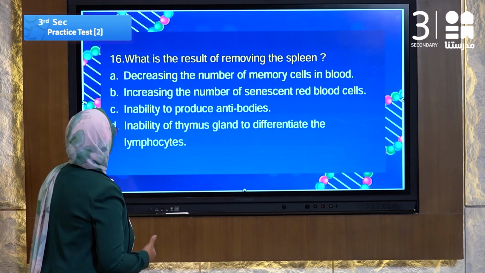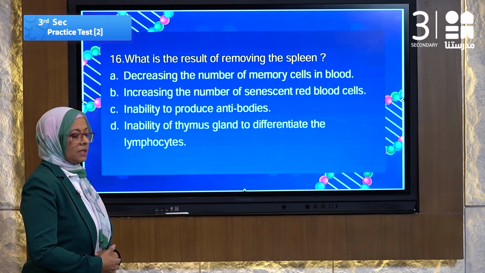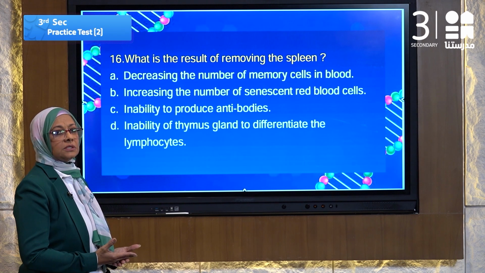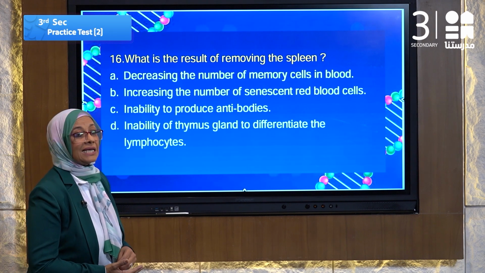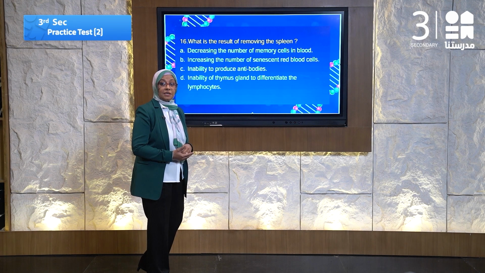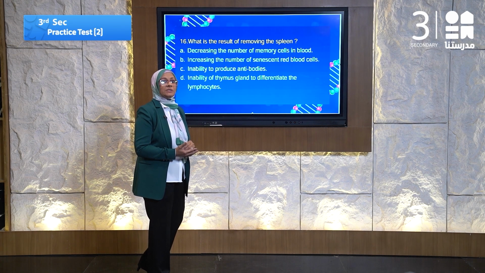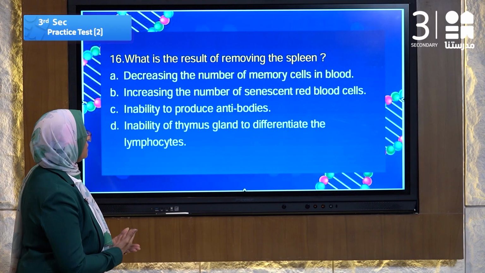Let's go to 60. What is the result of removing the spleen? Oh, the spleen is an immune organ. The spleen is very important in blood formation and blood cell death. Anything that dies inside the body will be recycled. It will be used again. Let's go to the question and the choices.